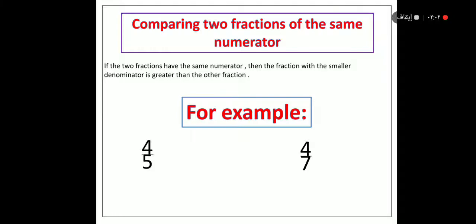What do we do? Look at the denominator. Which fraction has the smaller denominator? Excellent, the first fraction. Then 4 over 5 is more than 4 over 7. Let's take some exercises.